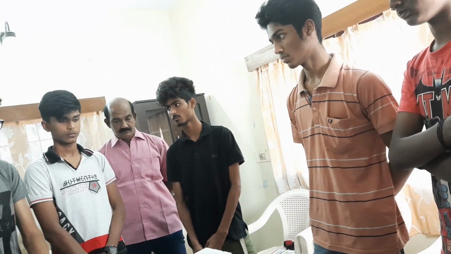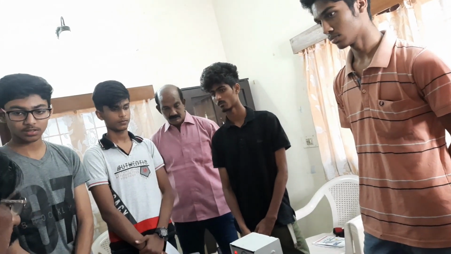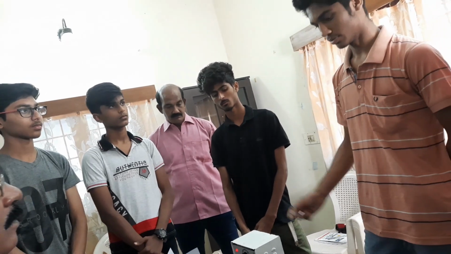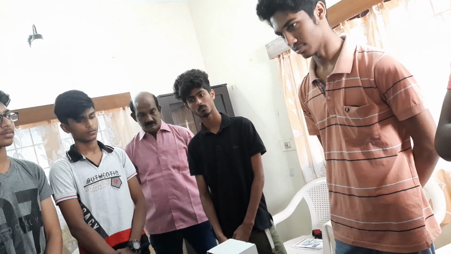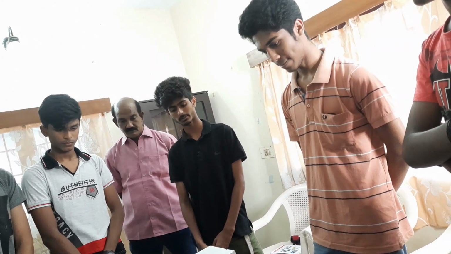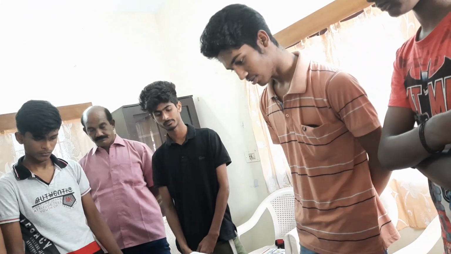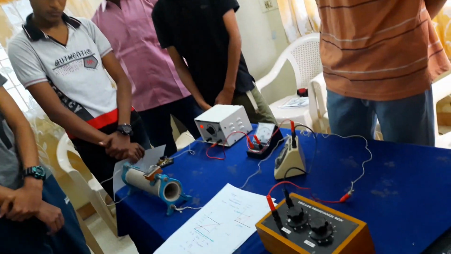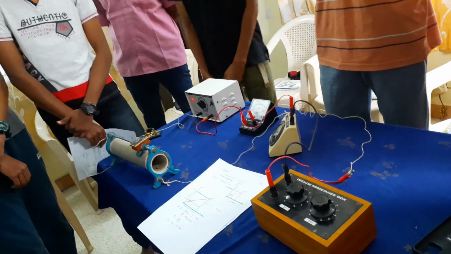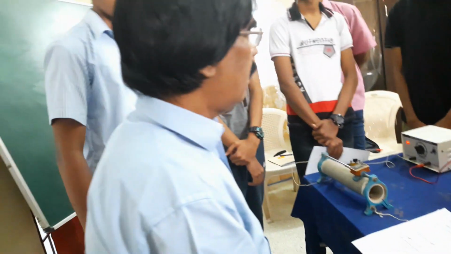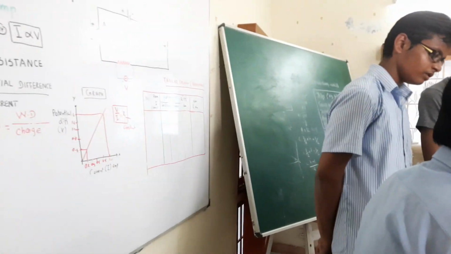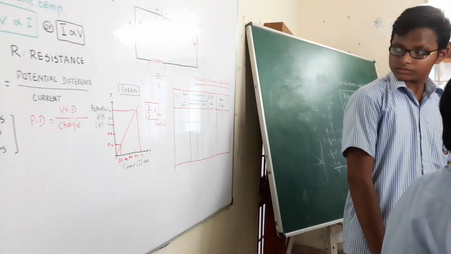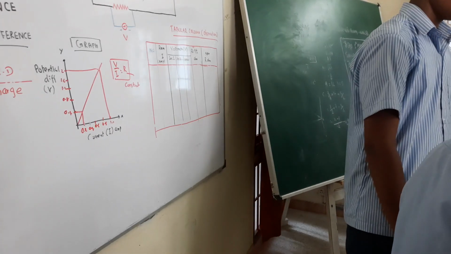What is the purpose of voltmeter? To find the potential. Very good. What is the purpose of ammeter? To measure the current. Why do you draw the graph for this? In the graph, on the x-axis we take what? See the board. Current. Y-axis we take voltage. And what is the shape of the graph? Is it a parabola? Straight line. Y is equal to mx plus c.